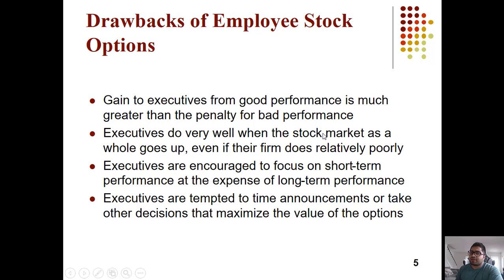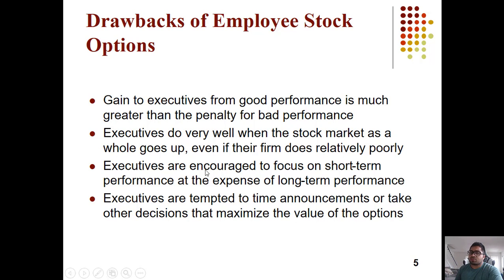Executives do very well when the stock market as a whole goes up, even if their firm is doing relatively badly. So also, employee stock options are based on stock prices. So even if the company is not doing well, but the market is good, then the executives can benefit.